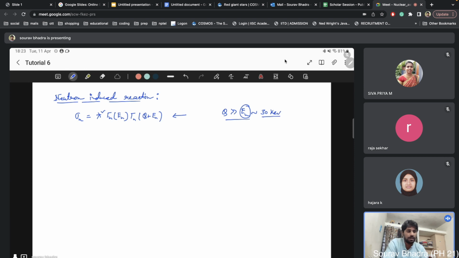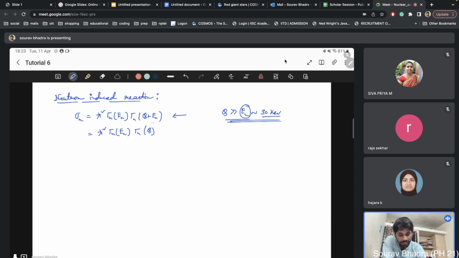Okay, that is a typical value, whereas your Q can be in MeV. So 1 MeV is much greater than 30 keV, and the Q value can be tens of MeV. So if this condition follows, then you can write it, this gamma is actually the partial width. You have some idea of partial width while you have done the resonant reaction. So I am not going to that part again.